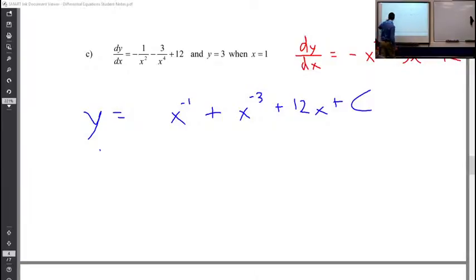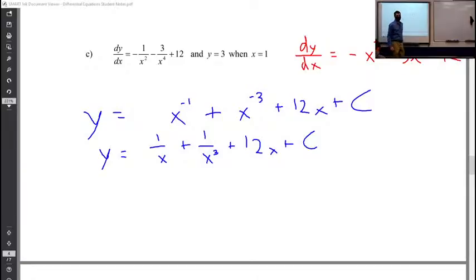So let's rewrite that here. Put our negative exponents back down on the bottom. 1 over x plus 1 over x cubed plus 12x plus c. And now we're going to use our initial condition, which is that y equals 3 when x equals 1. And we're going to use that to solve for c and figure out what c is.